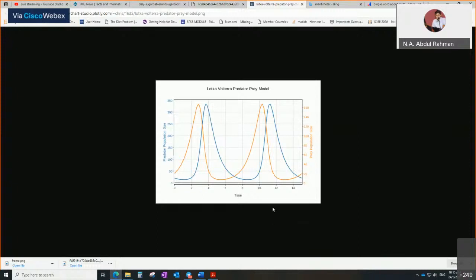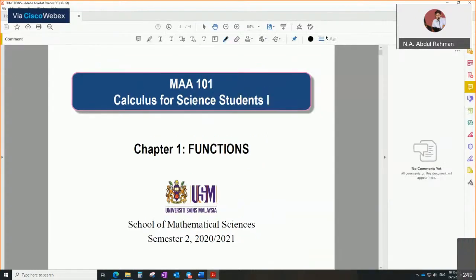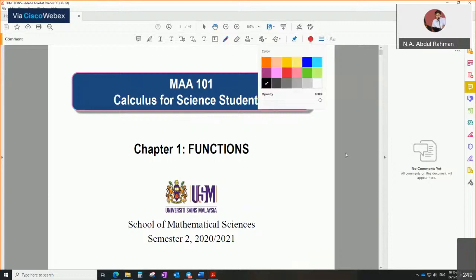For example. Okay, let's go back to our topic. The topic of sugar daddy has been spoken a lot in the chat box, but it's okay. No worries. I will go back to my slides. Wait, I need to be able to comment on my slide first, so that I can jot down on the slide. Okay, change to right.